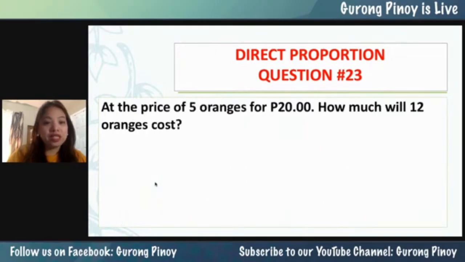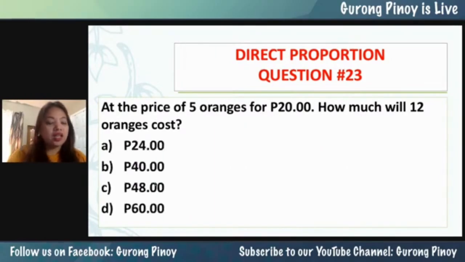Direct proportion still. The price of 5 oranges is 20 pesos. How much will 12 oranges cost? Okay, letter A, 24. Letter B, 40. Letter C, 48. Letter D, 60. Oo, dapat nasa bago na tayo. Mas masaya kaya pag bago. Huwag na sa X, di ba? Huwag na natin gagamitin yung X.